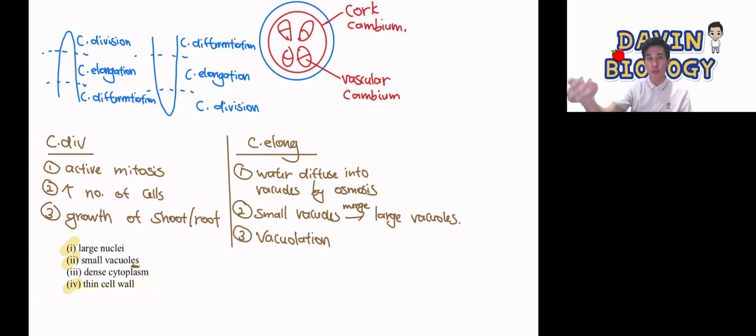So you must remember, through vacuolation. So the purpose, the importance of this zone, if they ever ask, is basically to increase the size of cells. So just now was to increase the number, now you increase the size because you are growing.